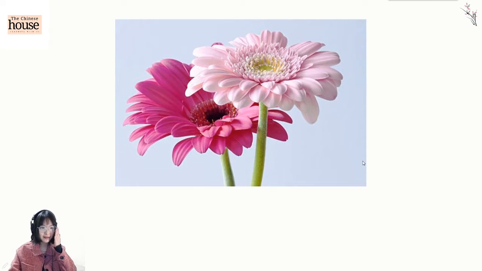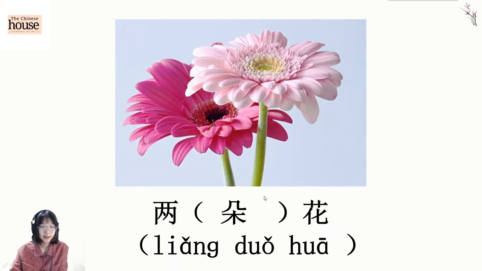And then we have a flower. This is two flowers. 两朵花. Remember this is third tone. 朵. 两朵花.